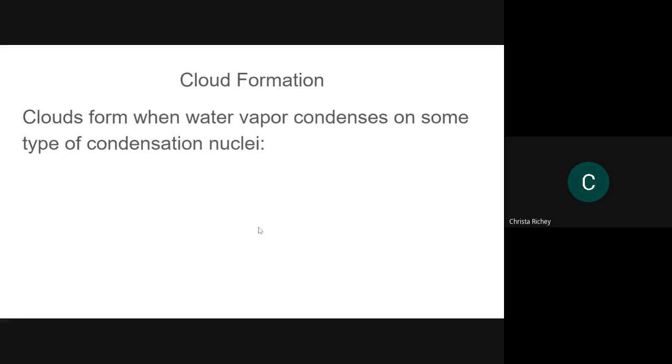Cloud formation. We started talking about this yesterday. It's where we left off. I always like to end with starting to talk about the next thing in the next lesson. Principals love seeing that, so I try my best to do that. And we left off with what was called condensation nuclei.